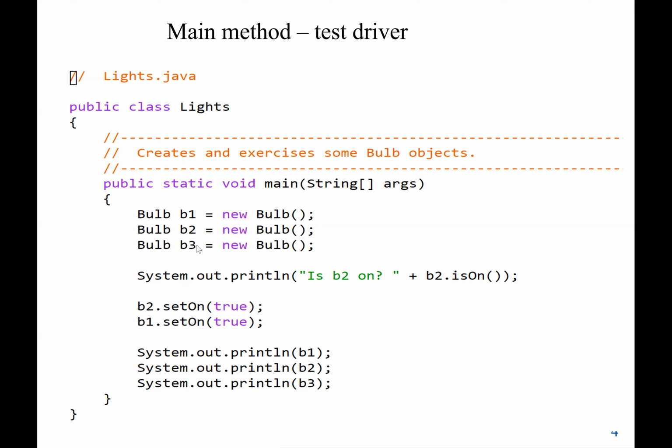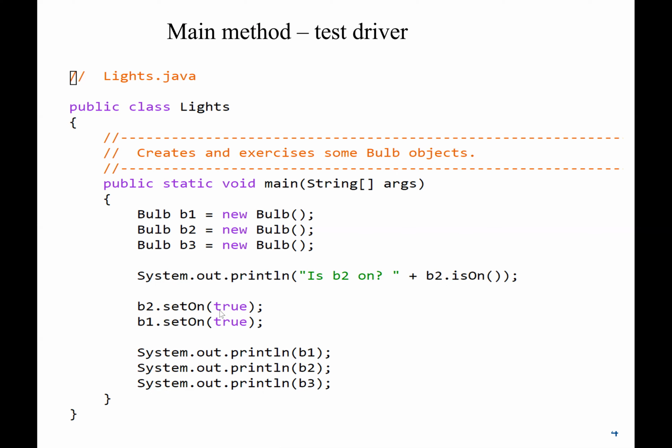So if these three Bob objects are created, initially they will be off because our constructor will set the instance variable on to off. So the first thing we did is to print an output. So we say system.out.println is B2 on. Then we have the B2 dot, and the only way we can check if it's on is to call our method isOn. It will return true if it's on, and it will return false if it's off.